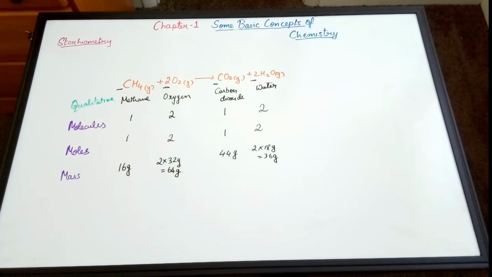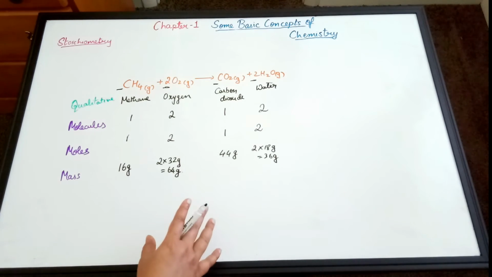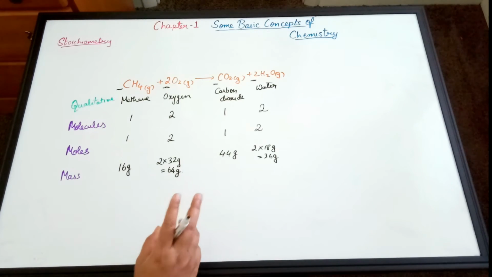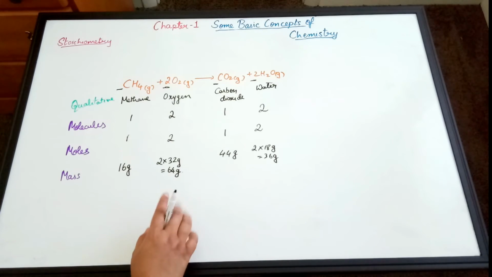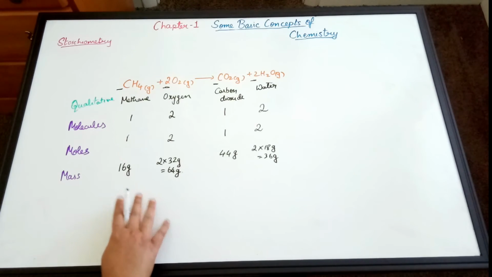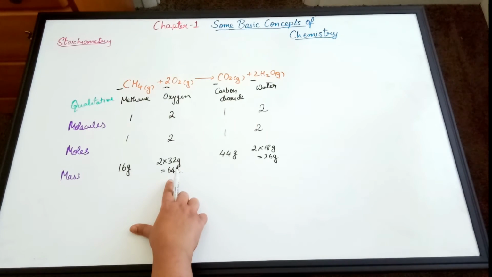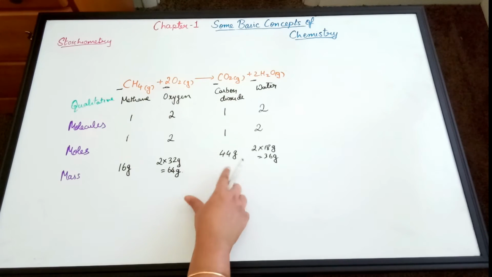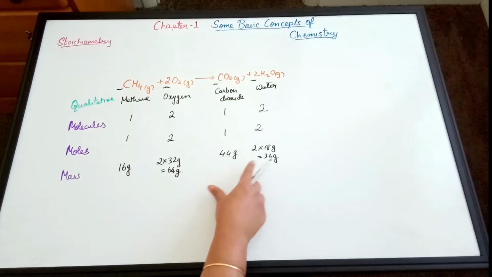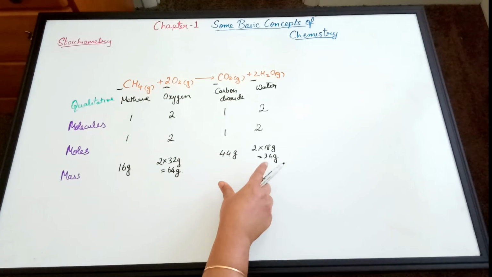Here, if you notice, if you add the respective values of these, they will be equal, which means it's in accordance with the law of conservation of mass, and so this is a balanced chemical equation. So here 16 grams of methane is reacting with 64 grams of oxygen to give us 44 grams of carbon dioxide and 36 grams of water.